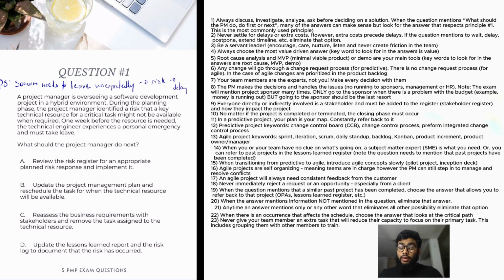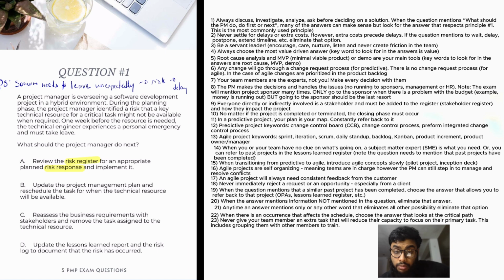Let's look at our selections. Okay, so A, review the risk register for an appropriate plan response and implement it. I like that. We talked about this before. We have a risk. It makes sense. Let's look at the risk register. Let's look at the risk response. Beautiful. B, update the project management plan and reschedule the task for when the technical resource will be available.